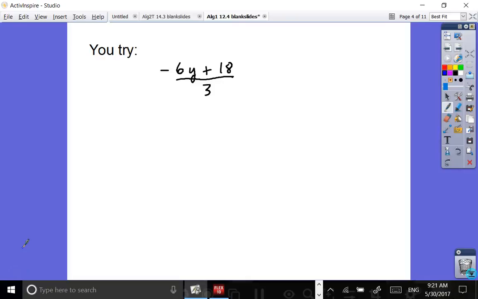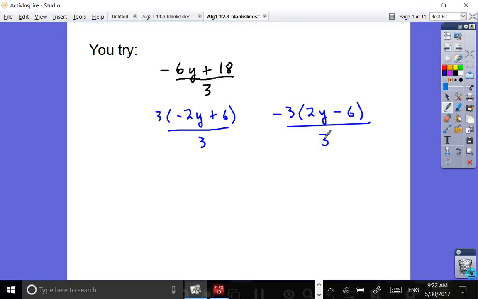Either way is okay. Like if you wrote it like 3 times negative 2y plus 6 divided by 3, or you could have written negative 3 times 2y minus 6 divided by 3. Right? And in the end, it doesn't make much difference. So we cancel the 3's. Negative 2y plus 6.